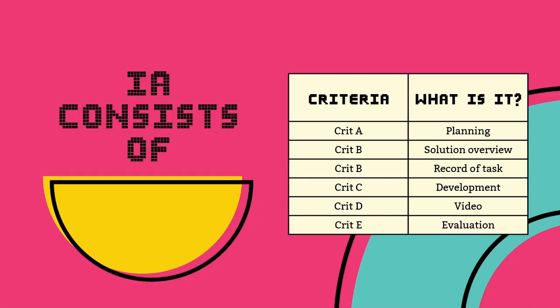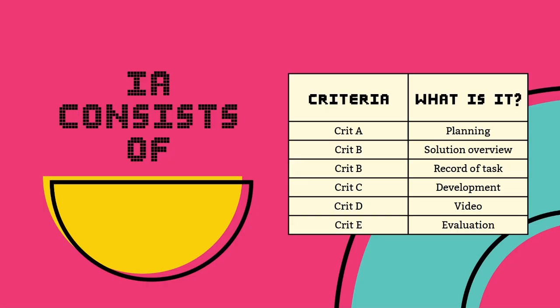Criteria B, the solution overview. So here you need to talk about what exactly you're doing and what your solution is. That means that you'll need to create flowcharts and top-down diagrams discussing how your solution works. You'll need to show your input-output screens and how each component of your solution works. And so this part is quite a large portion of the computer science IA, and it does consist of two parts.